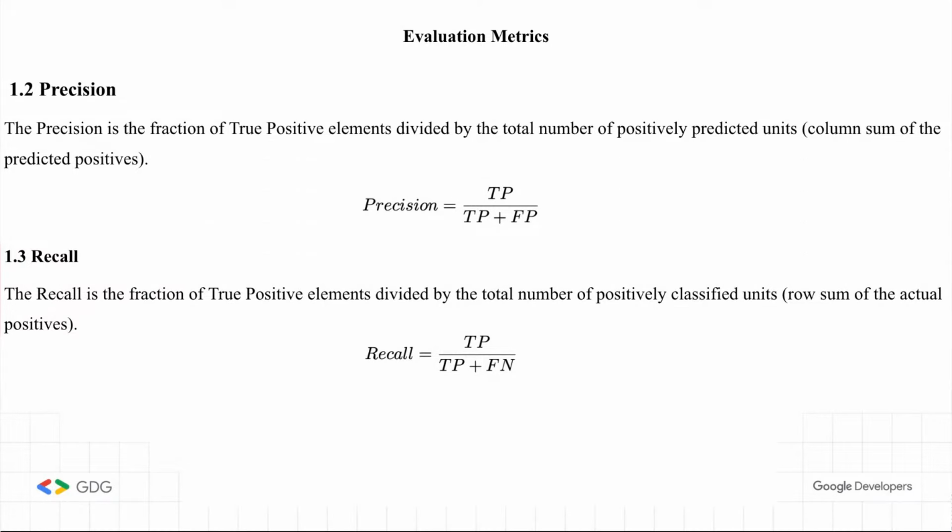Here we have also precision. So there is a method of calculation for precision. It's the fraction of true positive elements divided by the total number of positively predicted. So we have true positive divided by true positive plus false positive. Recall also is one of the evaluation metrics, which is the fraction of true positive divided by true positive plus false negative.